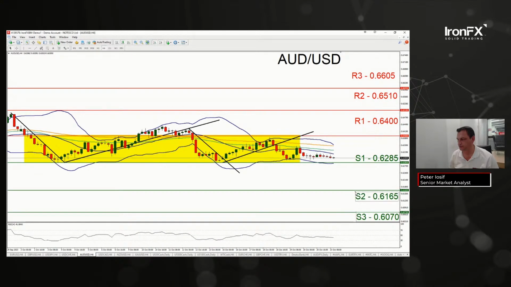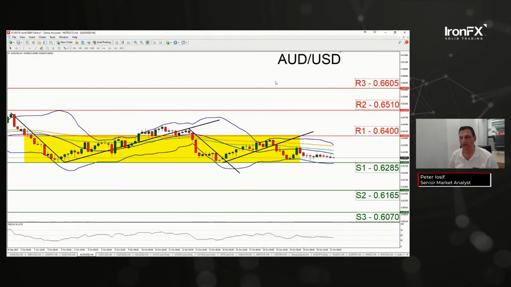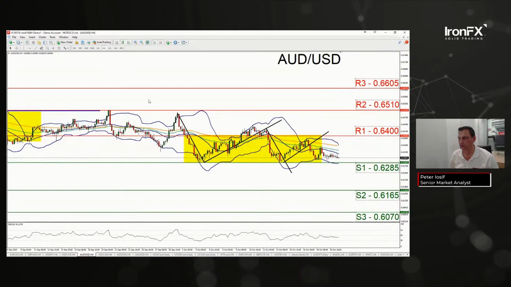Let's readjust the labels, first of all. In any case, we see that the sideways motion of the pair is being maintained. Let me zoom out a little bit. That's better. And we can see how it has stepped down from previous price action in September, but still in sideways motion. This time it's between the 0.64 and the 0.6285.